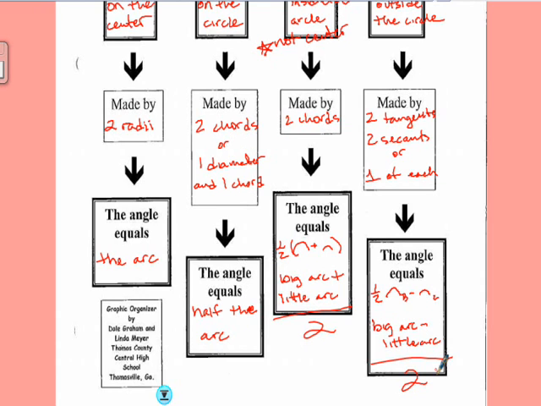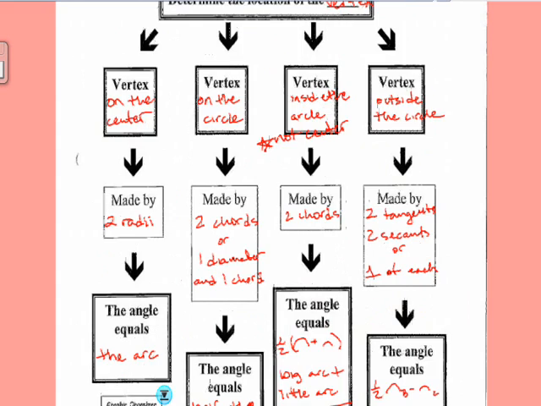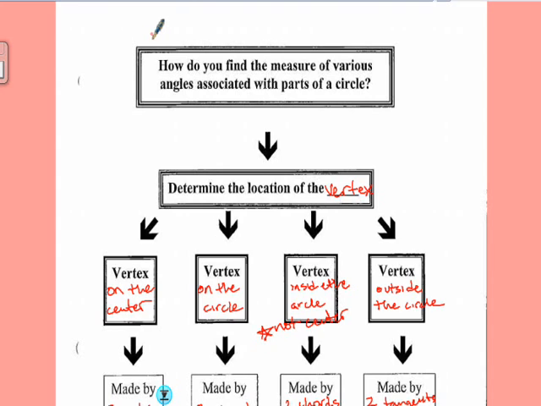Alright, just a quick video to walk you through the graphic organizer in case you didn't get that. But yeah, this is really important. Great study tool, okay? Great study tool.